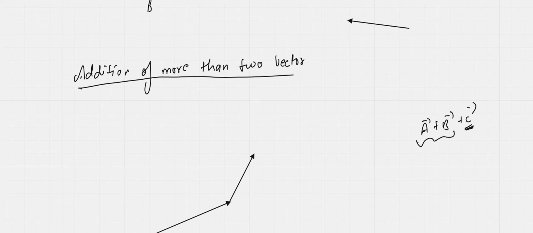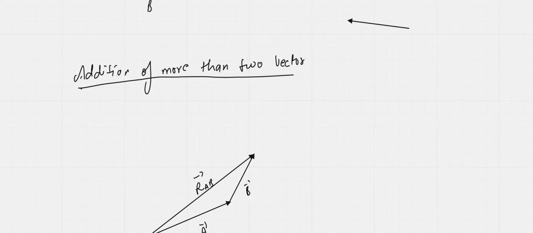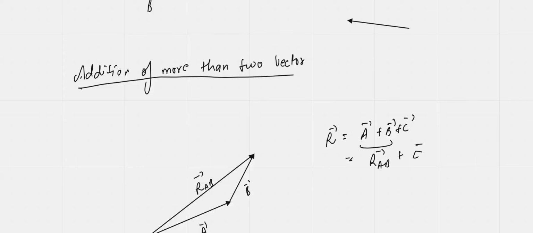What is a plus b? This is the a vector, this is the b vector. You know that a plus b is nothing but the resultant vector, small R. So this will be the resultant of AB. I'll write resultant of AB. Let's remove it from here and keep it here. The net resultant I have to calculate will be A vector plus B vector plus C vector. What you have got here is the resultant of AB plus C vector.